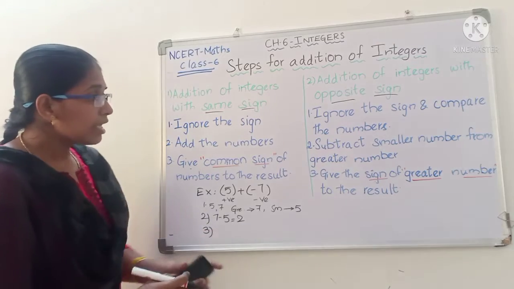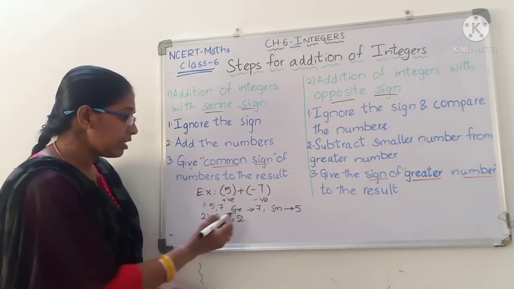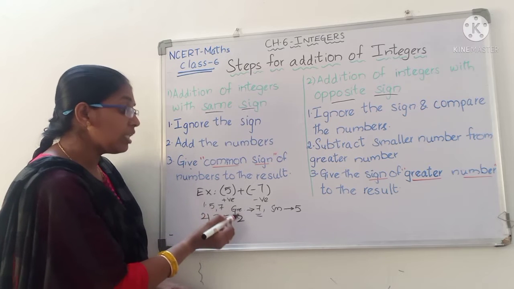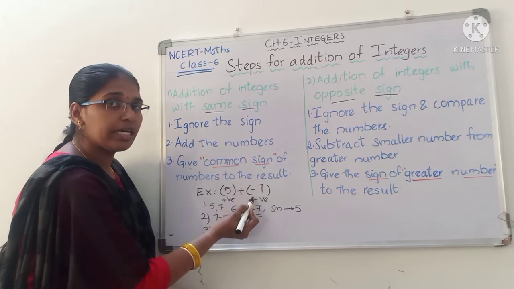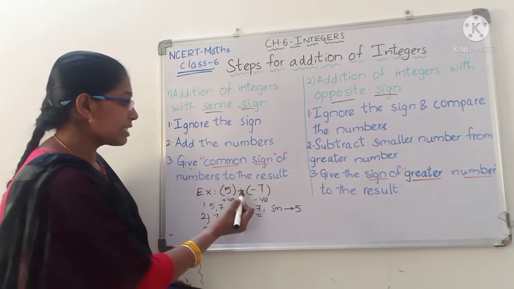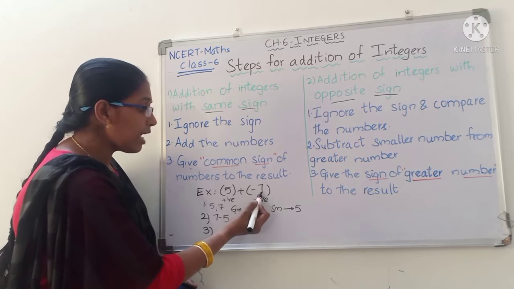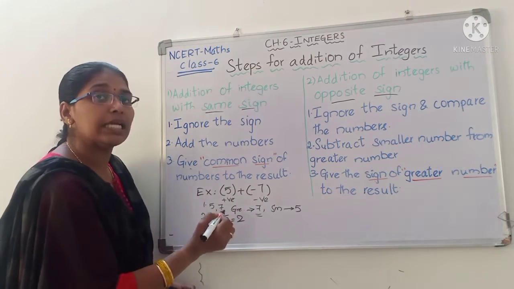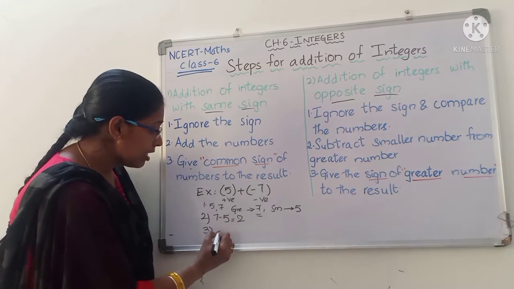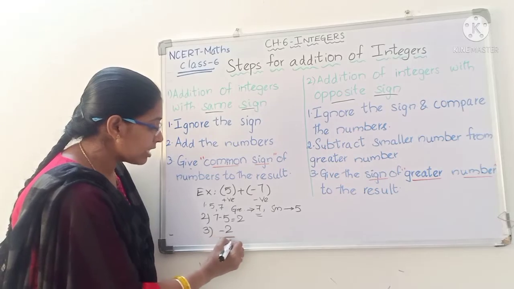Third step is give the sign of greater number to the result. What is the greater number here? It is 7. By ignoring the sign, you found that greater number is 7. What is the sign of greater number? It is minus. It is given 5 plus minus 7. The sign of greater number 7 is minus. So, apply this negative sign, that is minus sign, to the result. So, result is 2. You apply minus sign, you get minus 2.